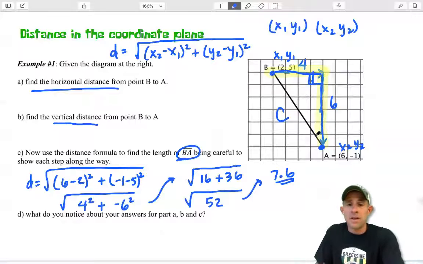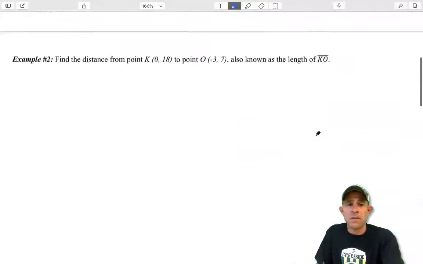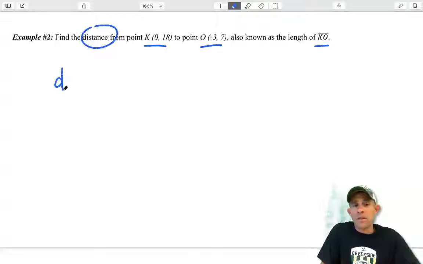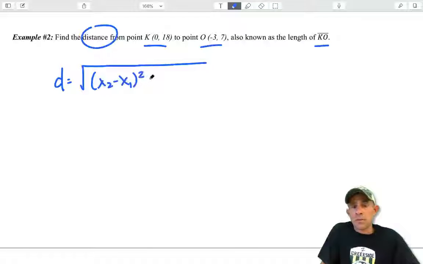All right, let's take a look at another example here. In example 2, now we're just given two coordinates. Here's the coordinates of our endpoints for segment KO, and we're asked to find the distance. So let's again start off by writing our distance formula down, and so we can plug in our numbers and solve away. All right, so I'll assign K as x1, y1, and O as x2, y2. And here we go. Let's plug in our numbers.